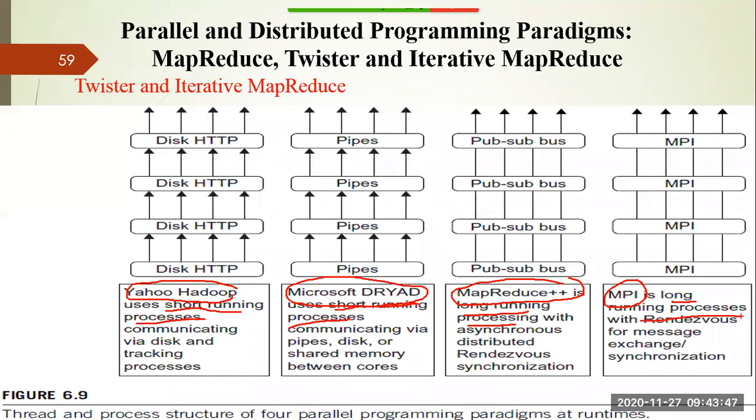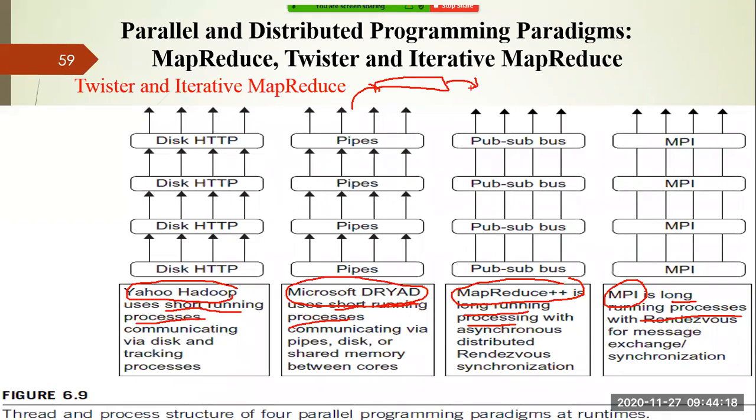Okay. So if you go for Yahoo Hadoop, they are using the HTTP protocol, hypertext transfer protocol, to do the work. Dryad uses a system called pipes. In operating systems we have studied pipes: there is a sender and a receiver. Sender writes something and receiver reads that particular thing.